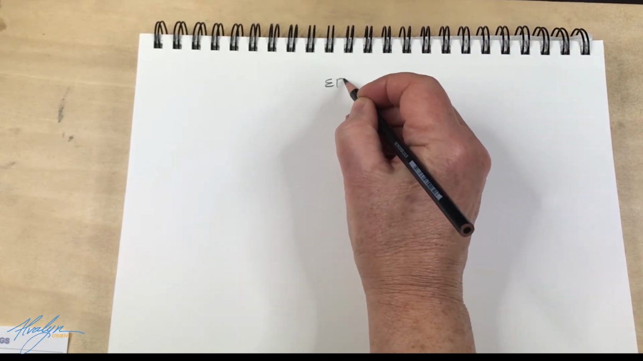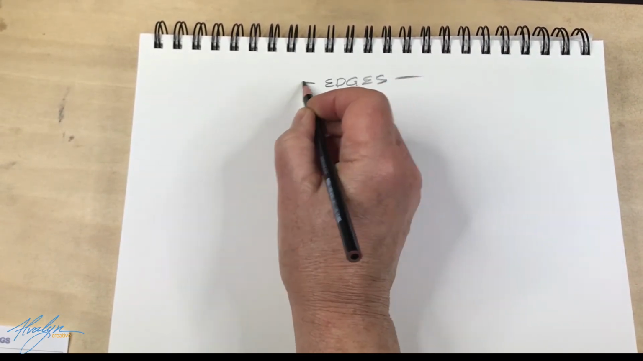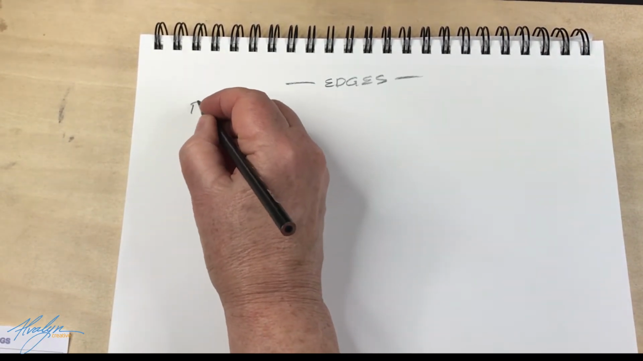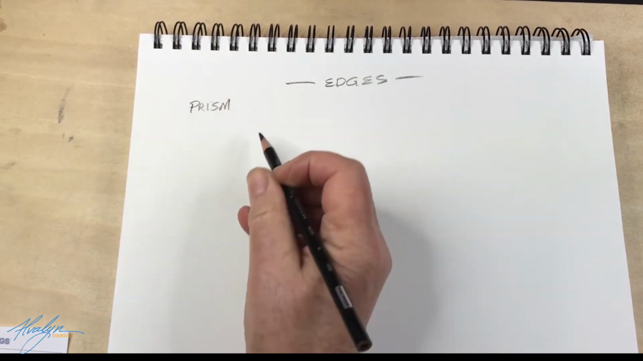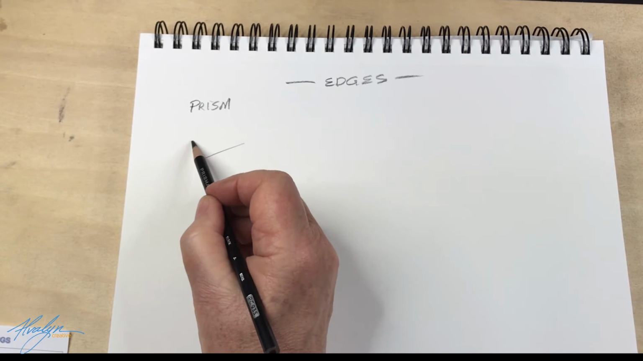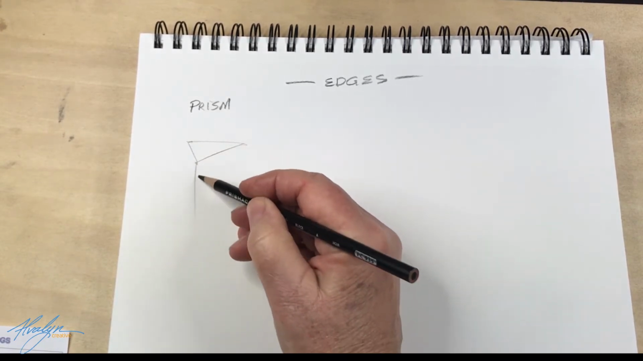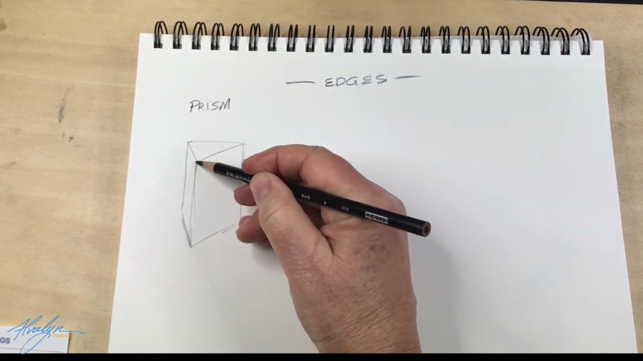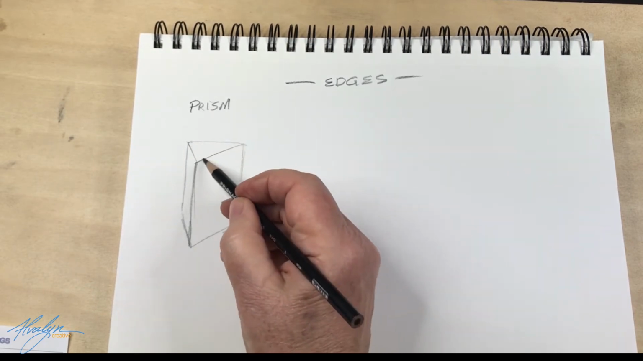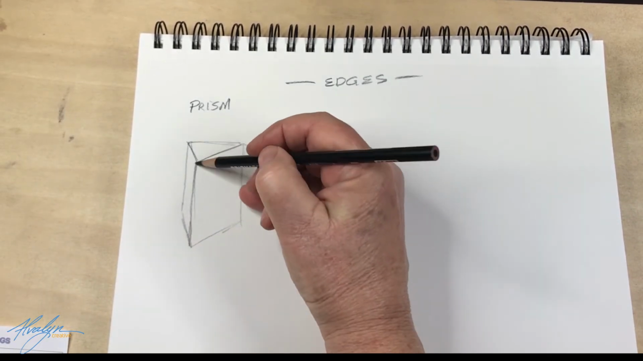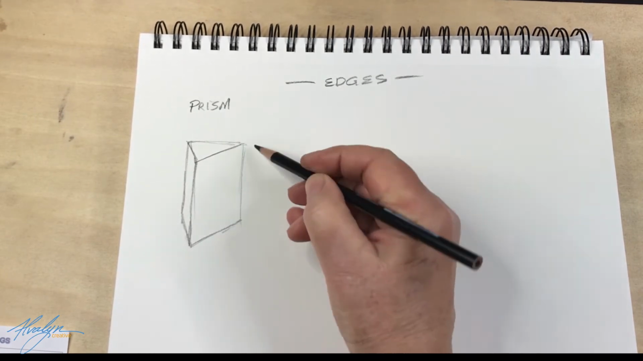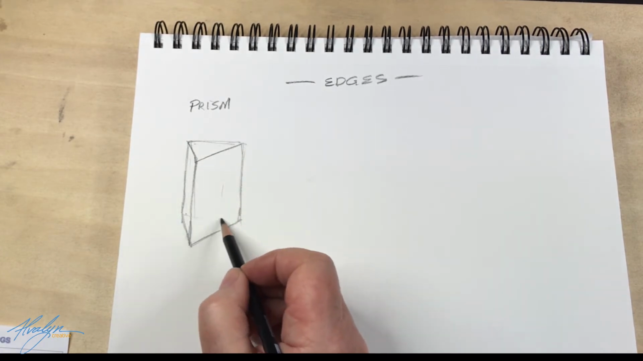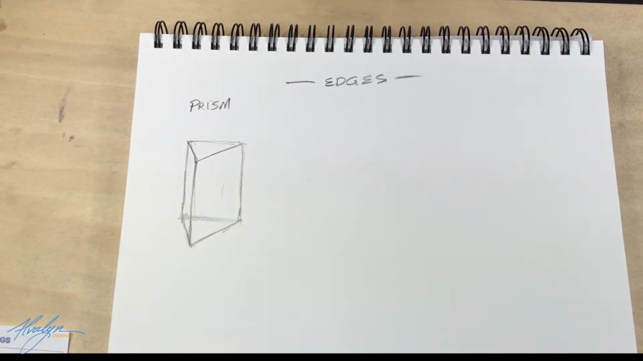So let's talk about edges. With a prism, your edges are going to be sharp, very well defined. So here I have sort of a wedge-shaped prismatic form. So we see it has this side, and then the back side that we can't see. If I'm going to actually draw that through, I'm basically going to have it look like that.